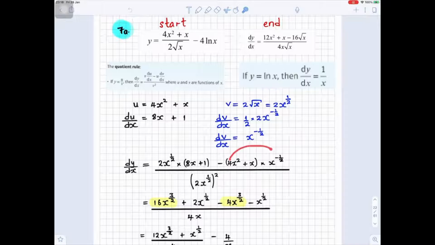But when you multiply that with the x to the minus a half, you have minus a half plus 2, it gives you 3 over 2. So it's minus 4x to the 3 over 2. And x times x to the minus a half, this is like x to the 1, 1 minus a half gives you a half. So it becomes minus x to the half. All divided by 2 squared, which is 4, and x to the half squared is x. X to the half times x to the half, half plus half is 1. So it becomes just x.